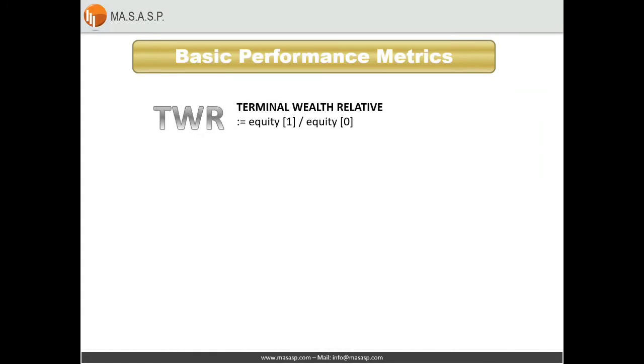The terminal wealth relative is the ratio of the final equity to the initial equity. If we have a terminal wealth relative of 1.50, it means that our equity at the end of the backtesting period is 50% bigger than it was at inception. Thus, we have achieved a 50% return.